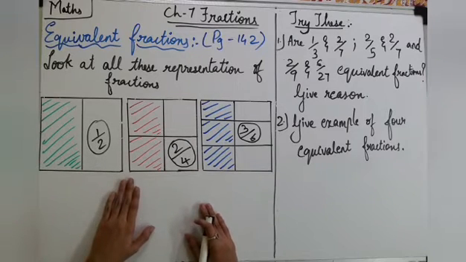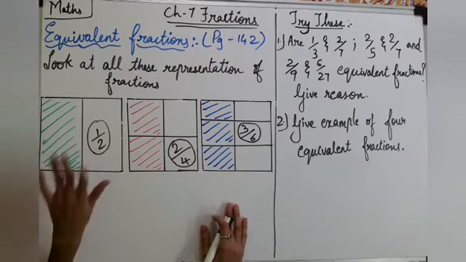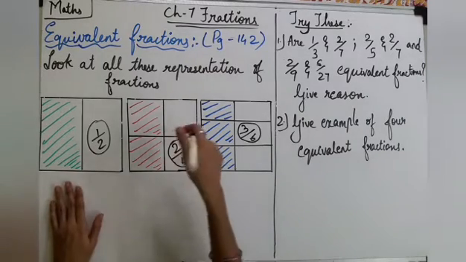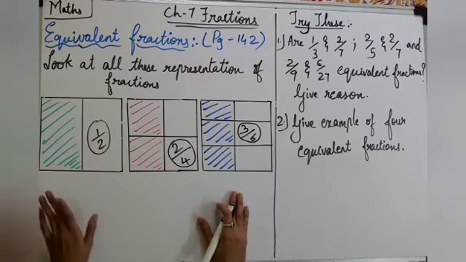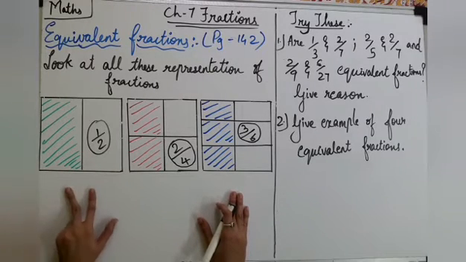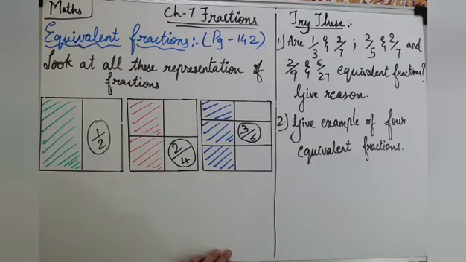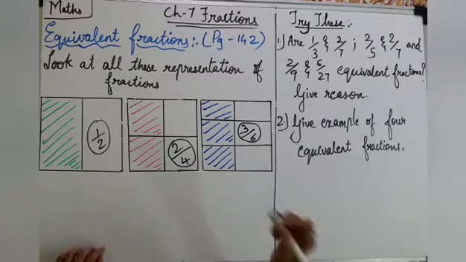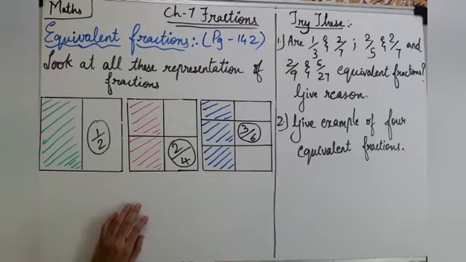But what is the difference? The difference is the internal division. In the first square I have divided into 2 parts, in the second 4, in the third 6. Only the internal division is the difference.